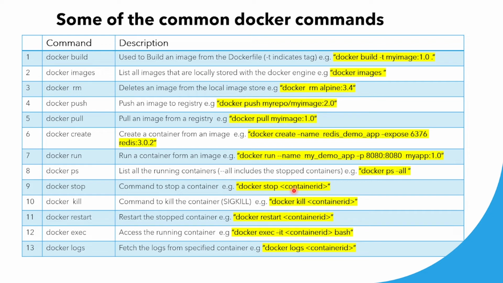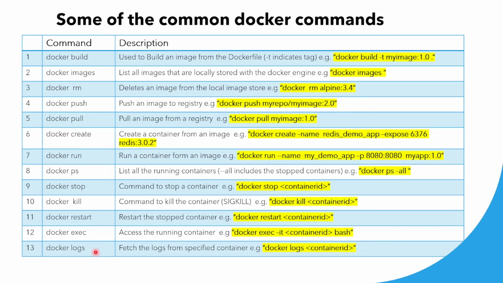Then we have docker kill. This command is used to kill the docker container. This is a signal kill, it's like a force kill. The syntax for this command will be docker kill and container id. Then we have docker restart. It restarts the stopped container. Example command will be docker restart container id.